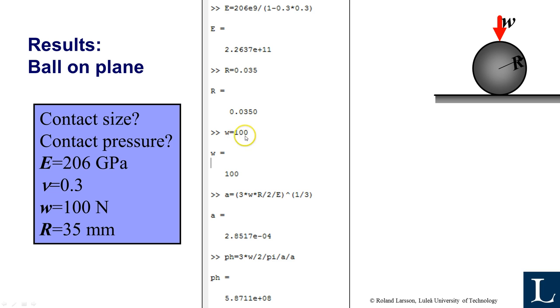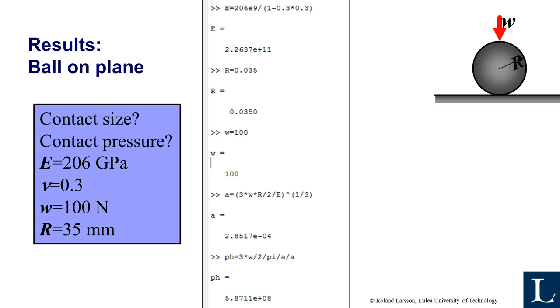The load is 100. And I just compute the size of the radius of the contact spot according to this expression in the previous slides. That means that the radius of the contact spot is 0.28 millimeters. So the diameter is almost 0.6 millimeters. It's a very small spot, as maybe you expect also.